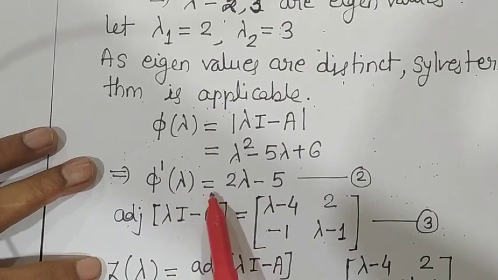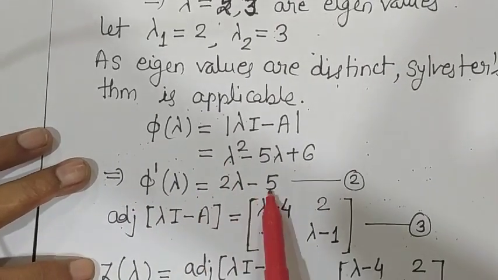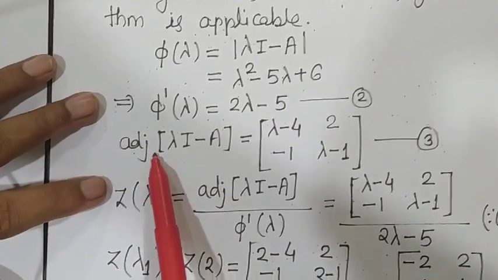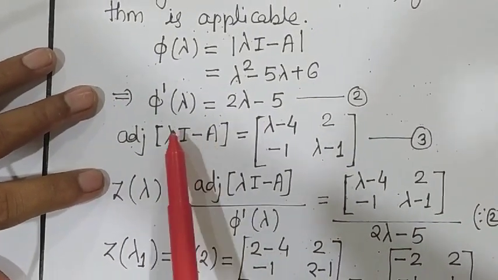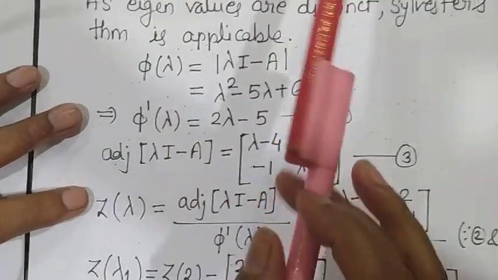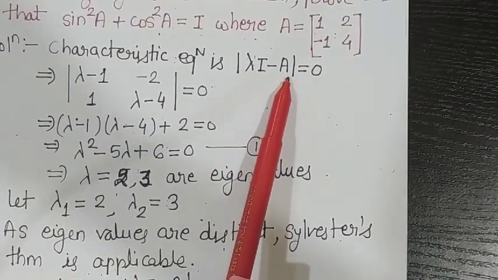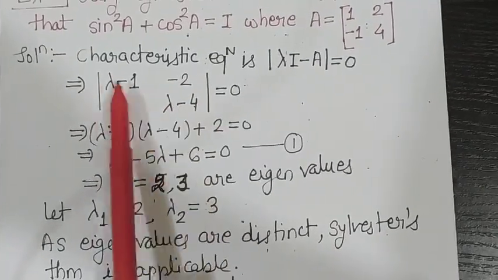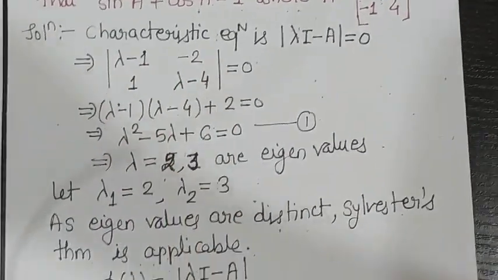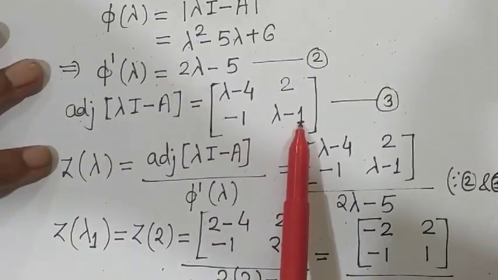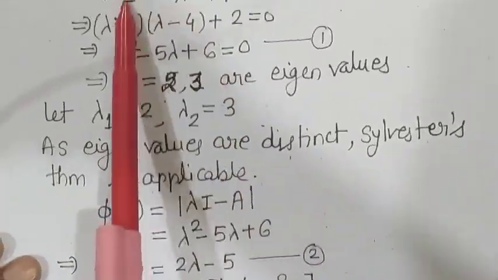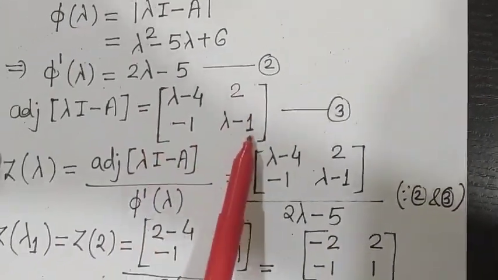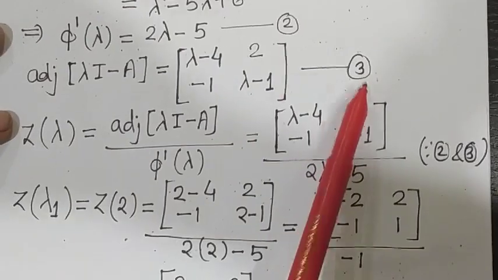Differentiate this with respect to lambda. We get 2 lambda minus 5. Call it equation 2. Next we will find the adjoint of lambda I minus A. This also we can get easily. Elements are here in the determinant. Write this in a matrix and find its adjoint. We interchange these two, so we have lambda minus 4, lambda minus 1, and change the sign of the remaining ones, 2 and minus 1, and enclose it in matrix notation. Call it equation 3.